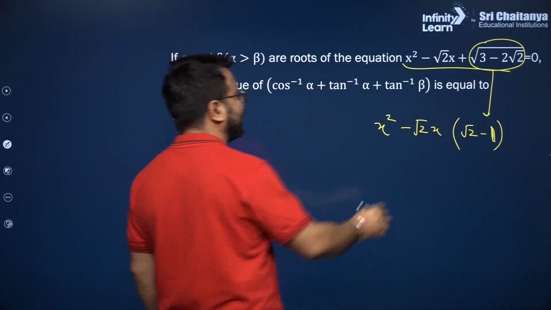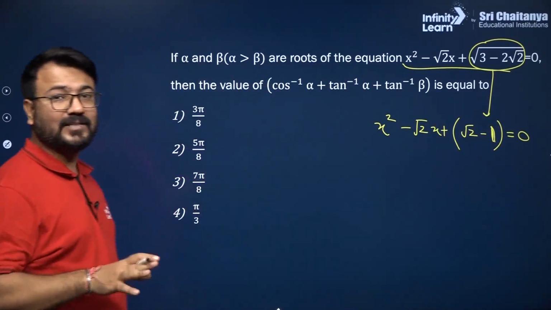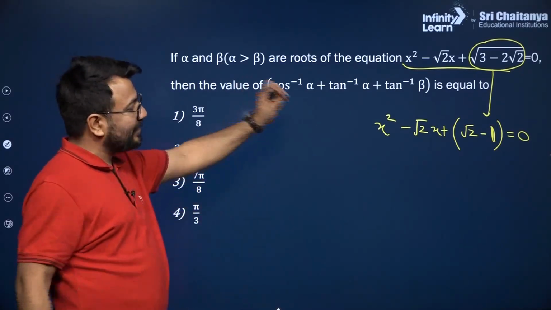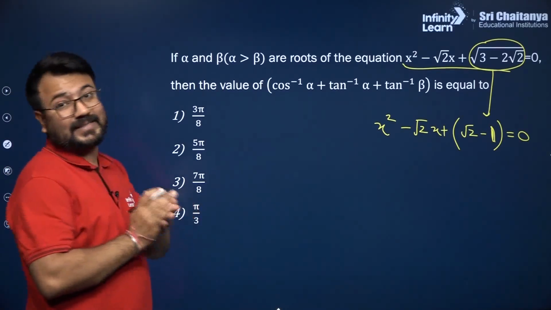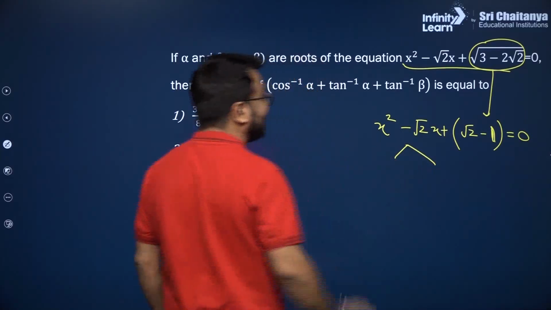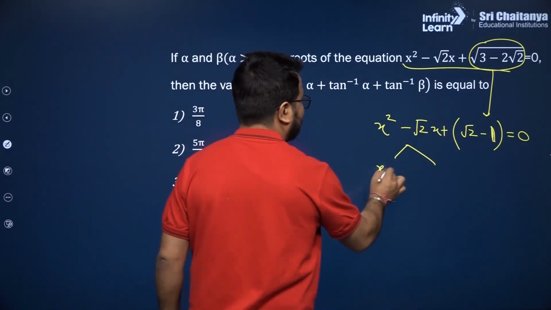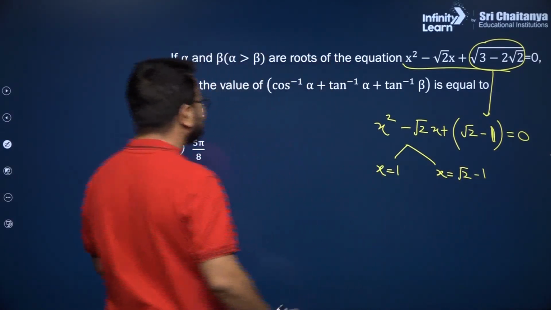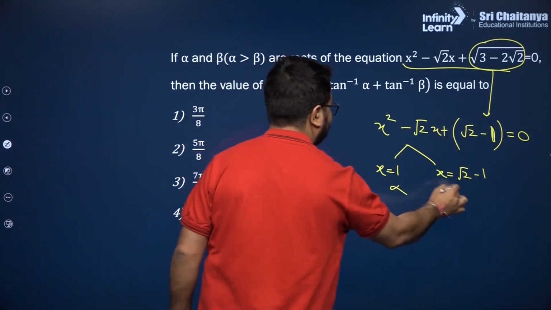Now if I apply the middle term splitting concept, or the factorization of it, I'll be able to generate the values of x. The one value of x that we will obtain is x equals 1, and the second value of x that we will obtain is root 2 minus 1. So these two values will be considered as alpha and beta. One will be alpha, the other one will be beta.